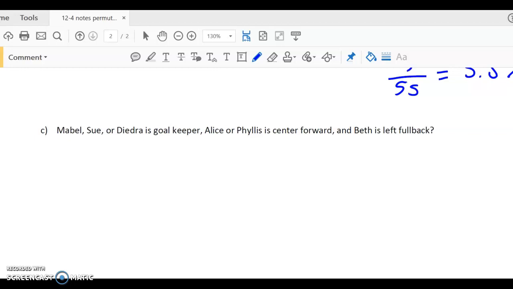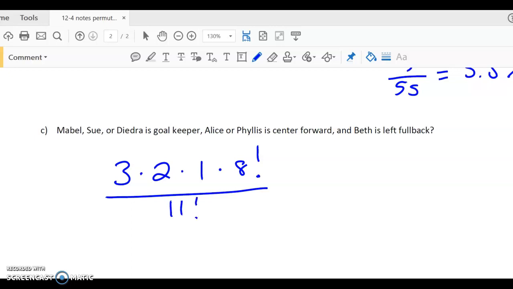So if we think ahead, we don't have to write all this out. We can think about that we had 3 choices for the goalkeeper, 2 choices for center forward, 1 choice for the left fullback. That takes 3 girls out of the position for the other remaining 8. So we have 8 factorial left over for the girls to play the different positions. And then the total ways we can assign the 11 girls was 11 factorial. This would be 1 over 165, which is really small, 0.6%.